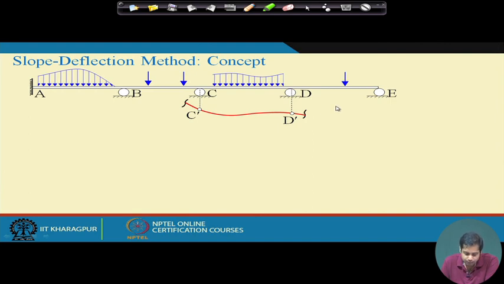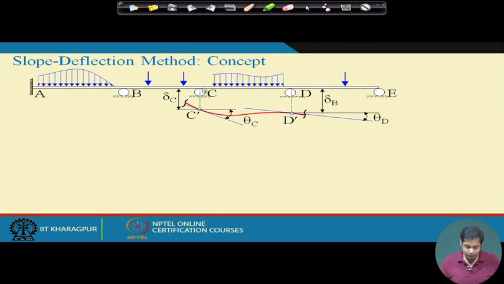Okay. Now there are three things that can happen. Suppose the point C goes to C dash, if you draw a slope at C dash and this angle is theta C, so the rotation at C is equal to theta C, and similarly if we draw a slope at D dash, the rotation at D is equal to theta D. So theta C and theta D are the joint rotations at C and D respectively. In addition to joint rotation, we will also consider the support settlement of support C and support D. Suppose the settlement of support C is delta C and the settlement of support D is delta D.